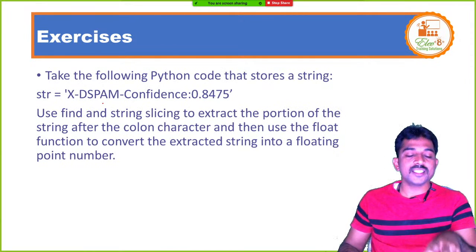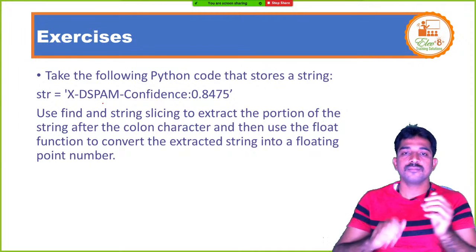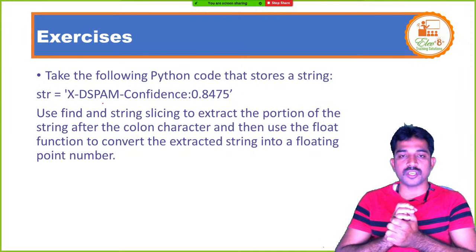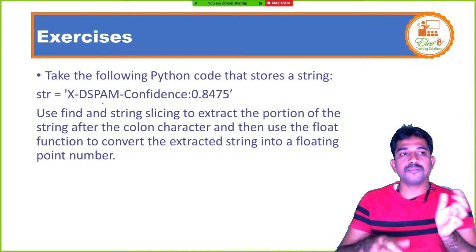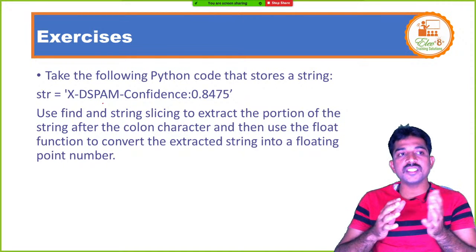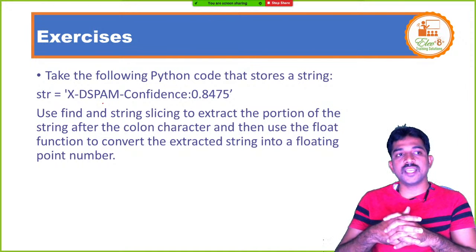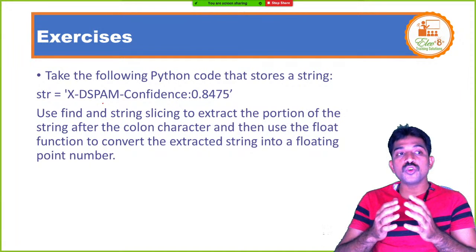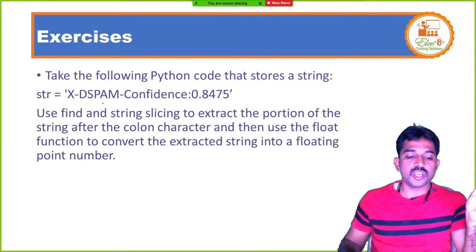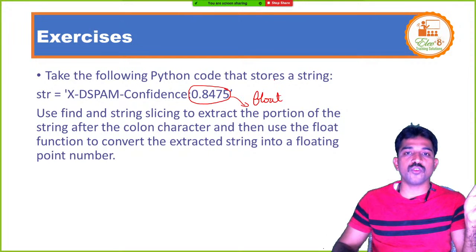Okay, and this is the exercise we are going to solve today. What is the exercise? Take the following Python code that stores a string. This is the metadata. The string contains the data: X-DSPAM-Confidence. So this is the data. The requirement is you need to print this data in float format.